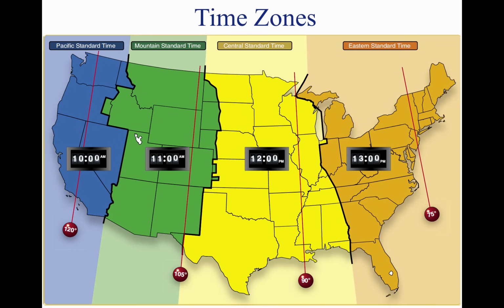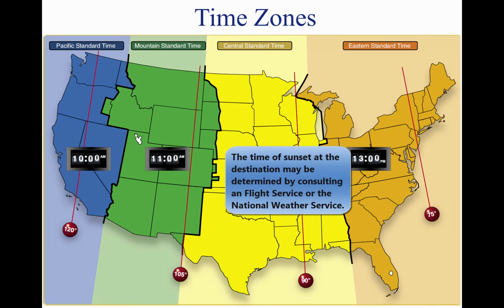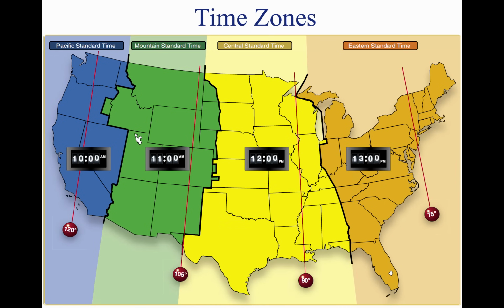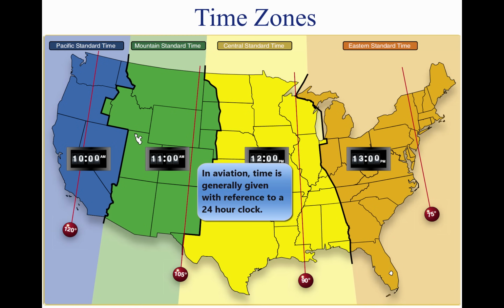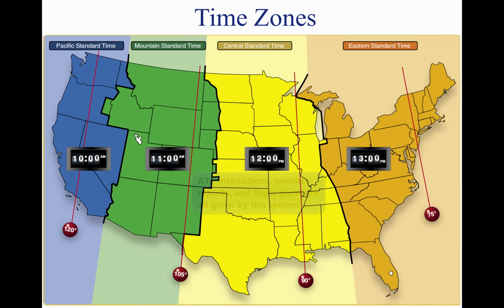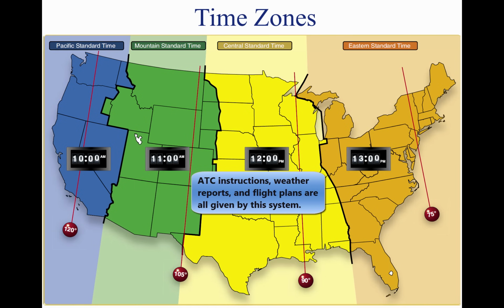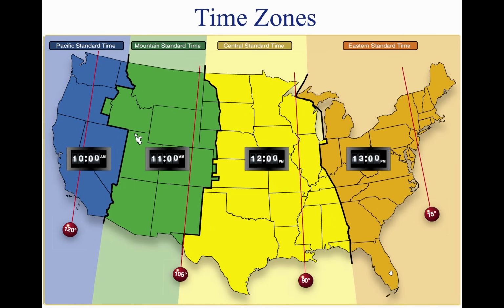Determine the time of sunset at the destination by consulting the flight service stations, AFSS, FSS, or National Weather Service, NWS, and take this into account when planning an eastbound flight. In most aviation operations, time is expressed in terms of the 24-hour clock. ATC instructions, weather reports and broadcasts, and estimated times of arrival are all based on this system.